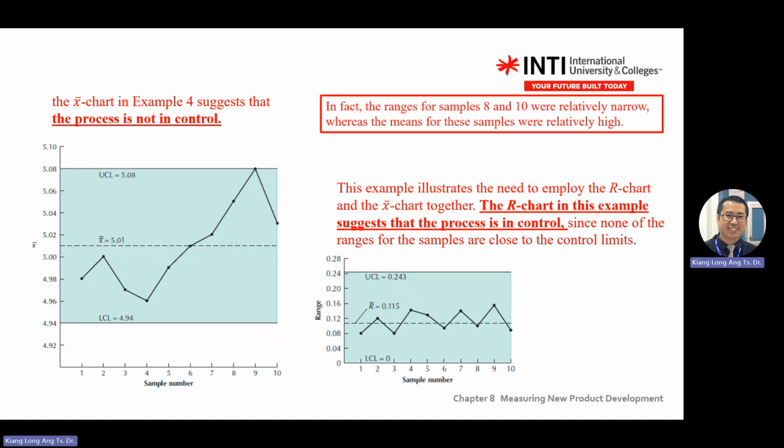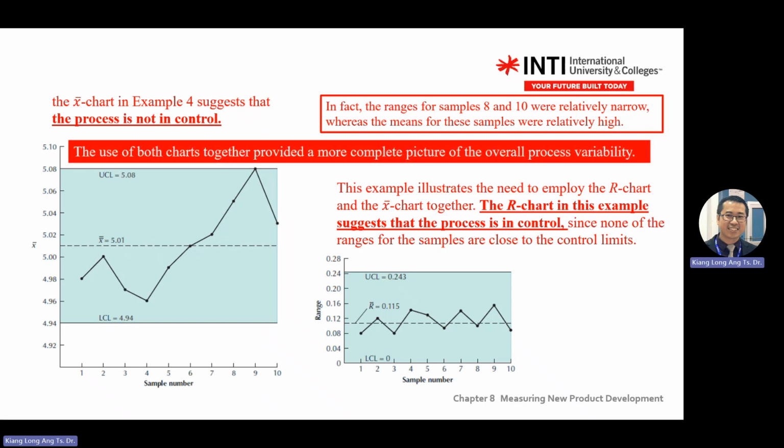Okay. So you see samples 8 and 9 were relatively narrow. It means that these samples are relatively high. So using both charts together provides a more complete picture of overall process reliability. So you need to monitor the process, especially the last few samples.